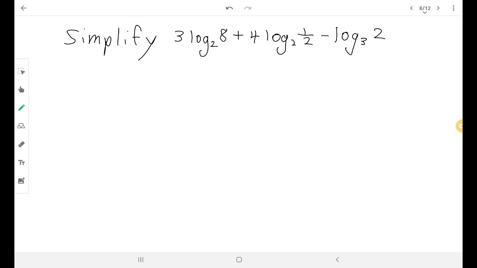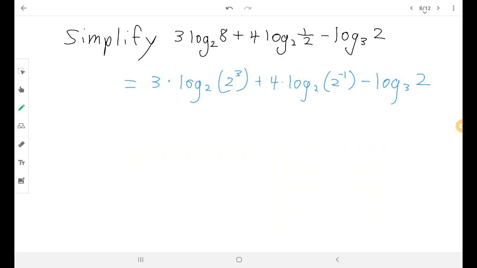Now we want to simplify as much as possible, that is to condense all of this as much as we can, know as much as we can about it. So there's a lot of things involved here, right? There's some things to notice. This can be written as a power of 2. This can be written as a power of 2. So I can write this as 3 times log base 2 of 2 cubed plus 4 times log base 2 of 2 to the negative 1, which is how you write 1/2 as a power of 2, minus log base 3 of 2.